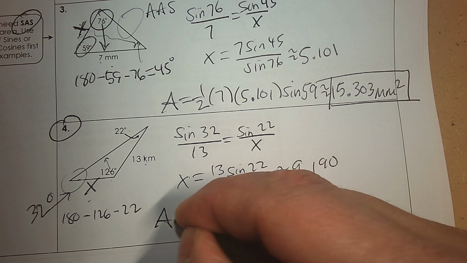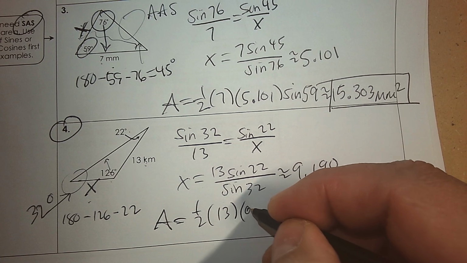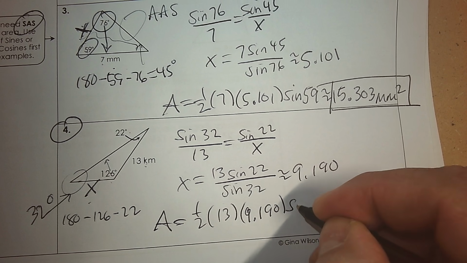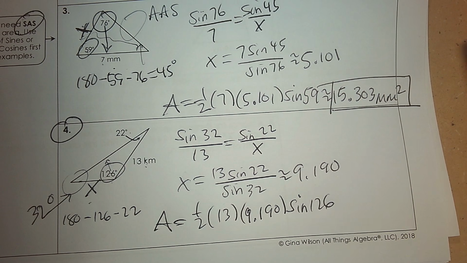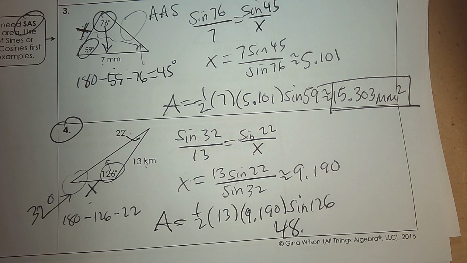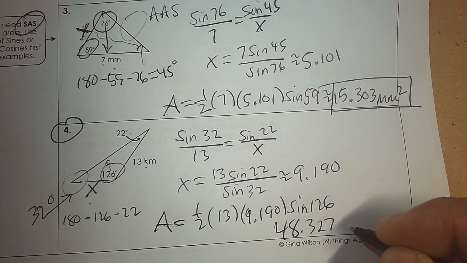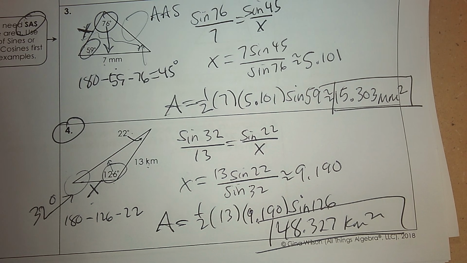Now what's the area of the triangle? 1/2 times 13 times 9.190 times the sine of the angle in between them, which is 126. And you get 48.327. And that's kilometers squared. Turn the page.